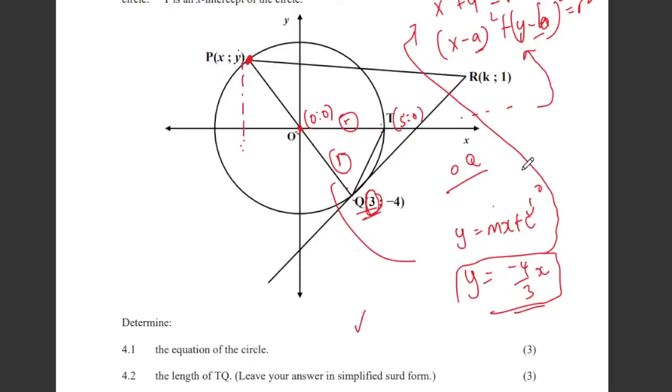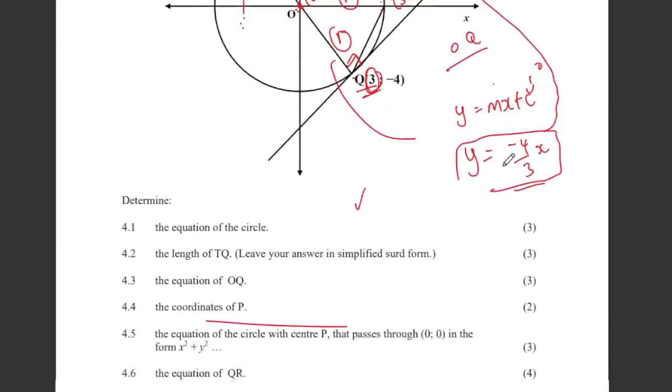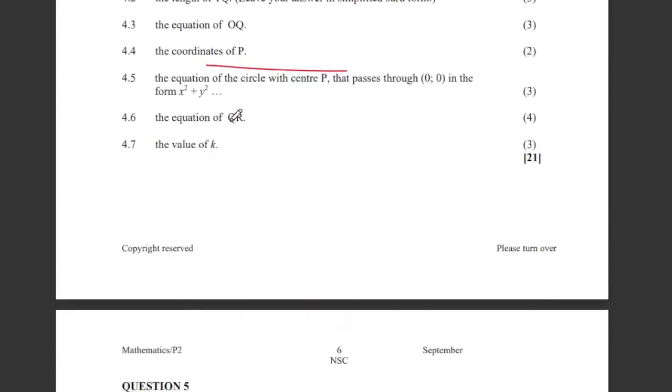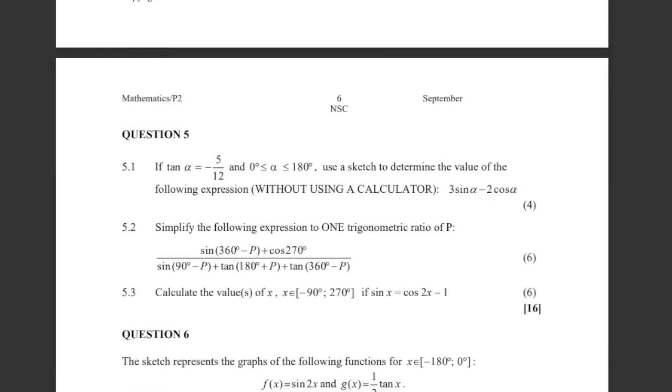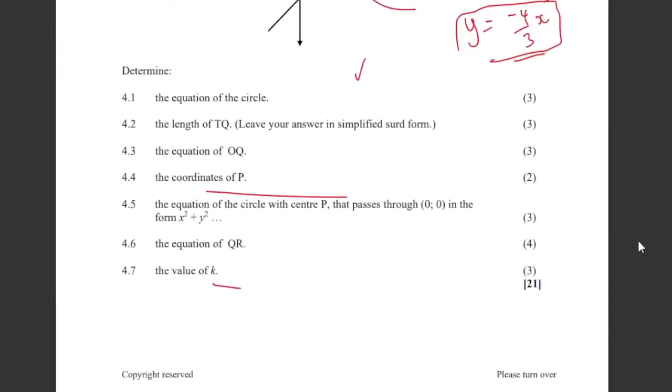Equation of QR. Remember, QR is a tangent, né? And for tangents and lines from the center, they will be perpendicular. The tangent and the diameter will be perpendicular. So since you have the gradient of this, you can find the gradient of that. So that equation will also be used to help you find K. All right, so that is to do with analytical geometry.